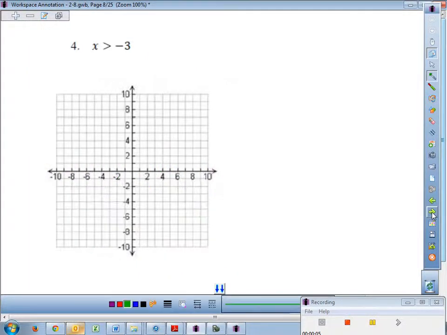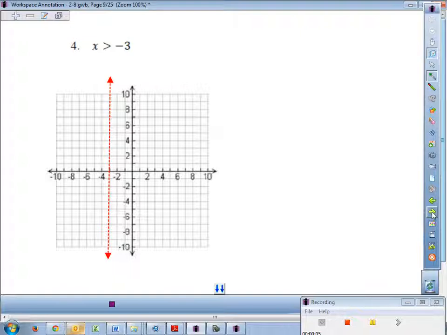Next guy. Only 1 variable, so it is not oblique. Will this be vertical or horizontal? Vertical, and it'll go through what on the x-axis? -3, solid or dashed? Dashed.